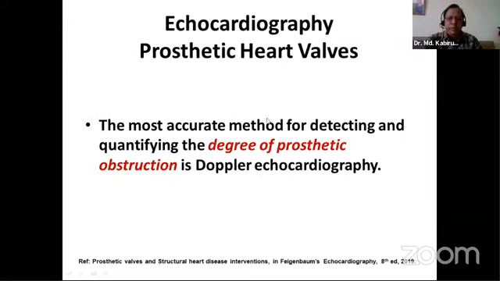For the prosthetic valve, the most accurate method for detecting and quantifying the degree of prosthetic obstruction is Doppler echocardiography. As usual, Doppler echocardiography is the best method to assess the hemodynamic property of the prosthetic valve.